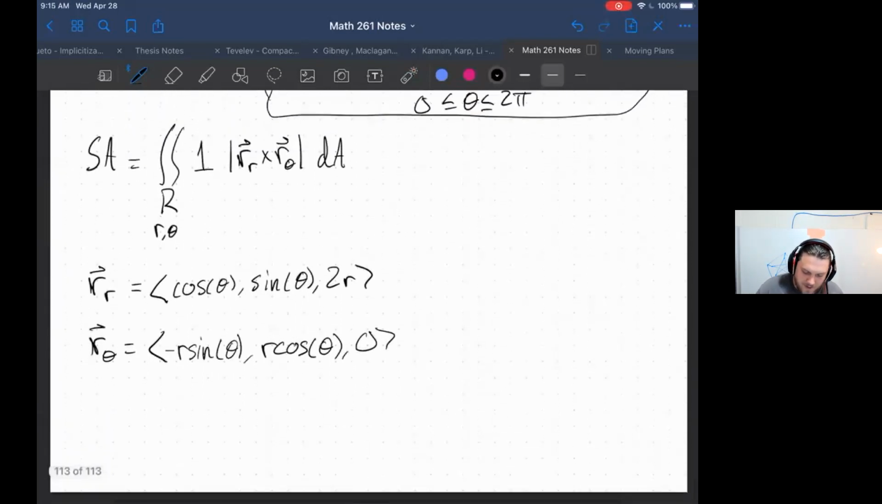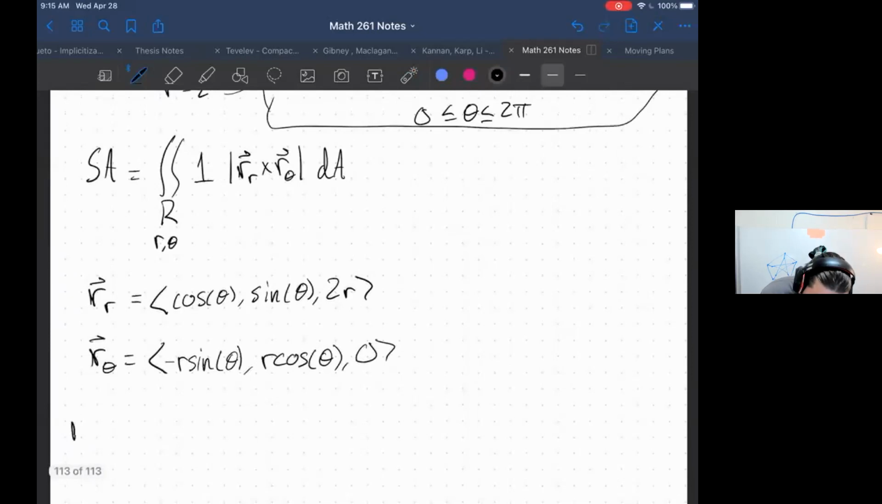All right, and now the cross product. So again, it doesn't really matter which order you take the cross product in this case, because we are taking the magnitude of this vector. So that's pretty nice. So let's check this out.